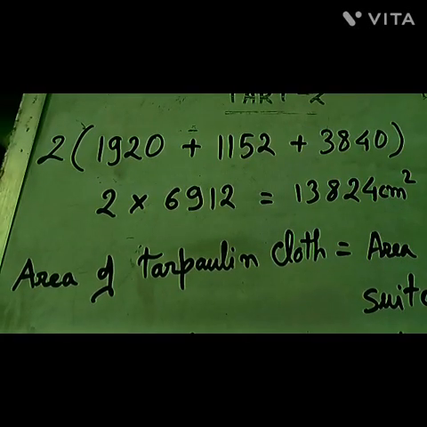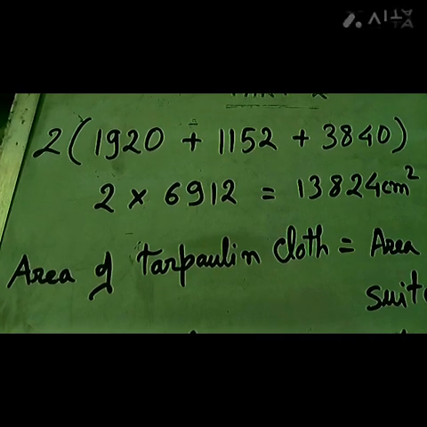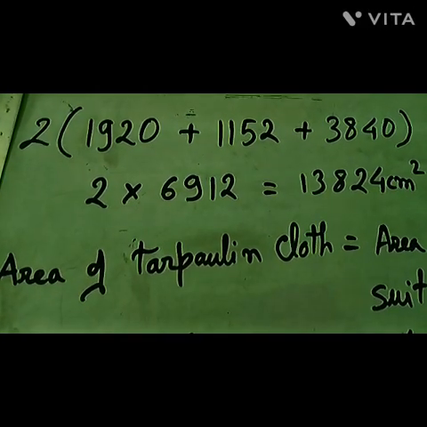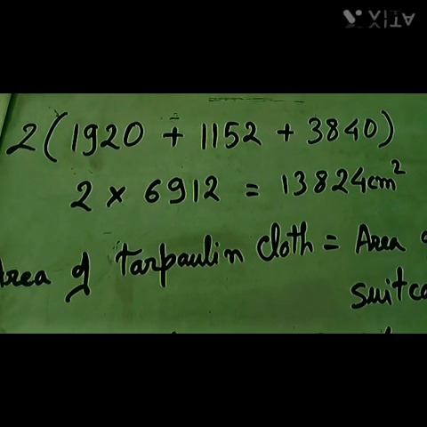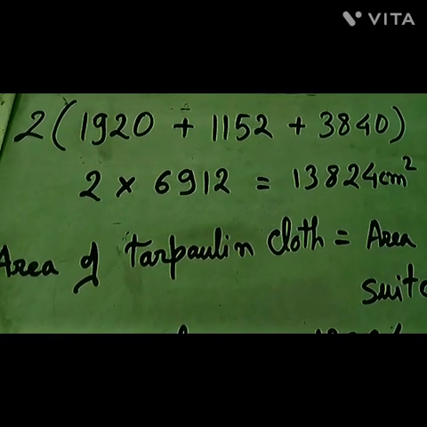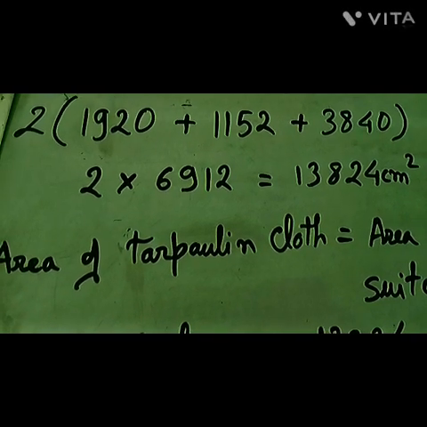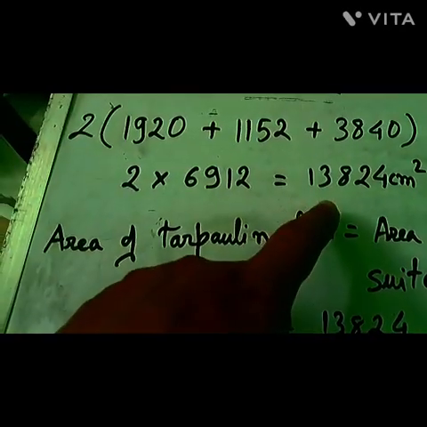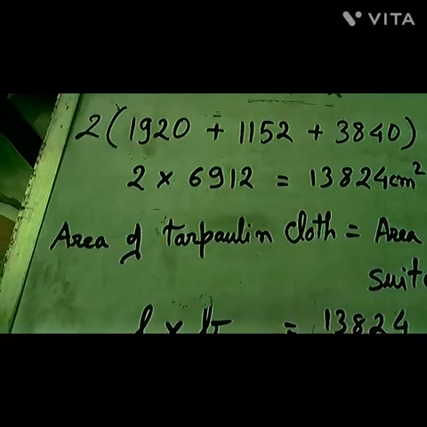And you get the result 1920 plus 1152 plus 3840. So sum together is 6912 into 2, that is 13824 centimeter square. So what is this? This is the TSA of one suitcase.